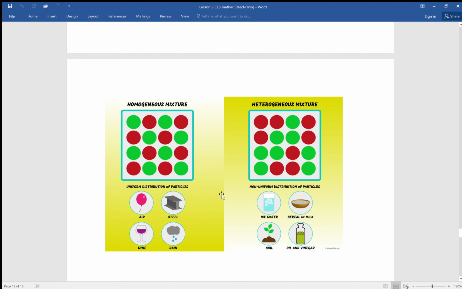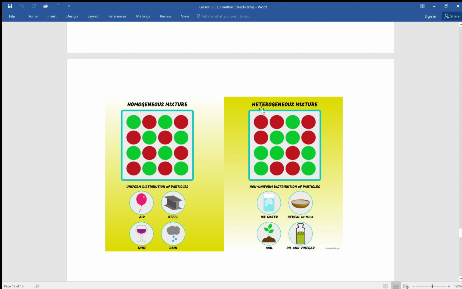Homogeneous and heterogeneous mixtures. Homogeneous mixtures are really simple. They are spread in the same amount. You can see the consistency between these mixtures, right? So the uniform distribution of particles is here: air, steel, wine, and rain. These are some examples. Wine was included because it's made out of grapes and it has the same, consistent amount of particles.